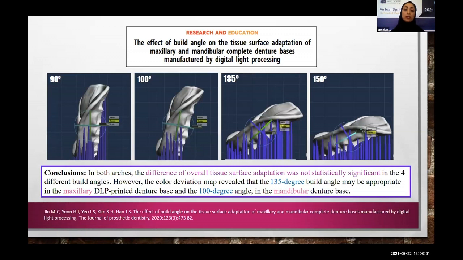Jean et al. evaluated the effect of the build angle on tissue surface adaptation of maxillary and mandibular dentures, and they found no significant difference between the groups. However, the color deviation maps showed that 135 degrees for maxillary and 100 degrees for mandibular dentures can be the appropriate build angles, although the results were not significant.